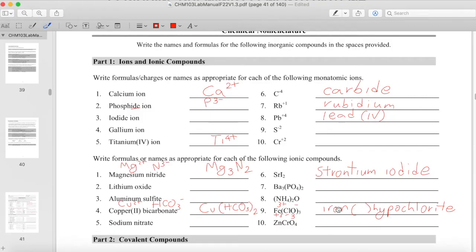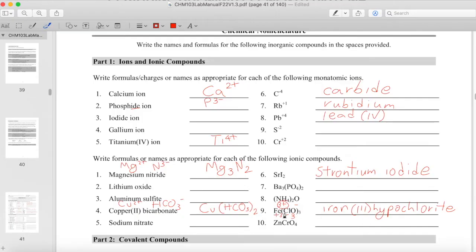So when we write out the Roman numeral for iron, it has to be the charge on that iron ion. Okay, so we write out the Roman numeral, Roman numeral 3. There we go. Iron 3 hypochlorite is the name. All right. So yeah, that's basically it.